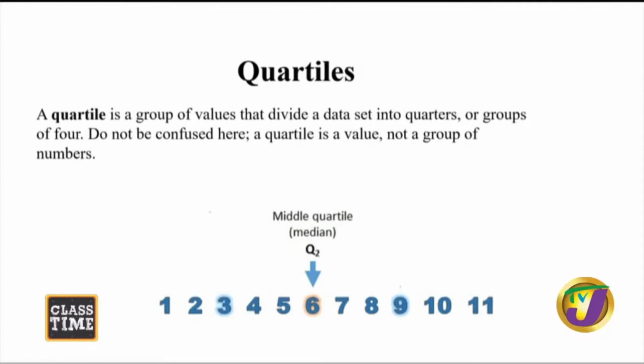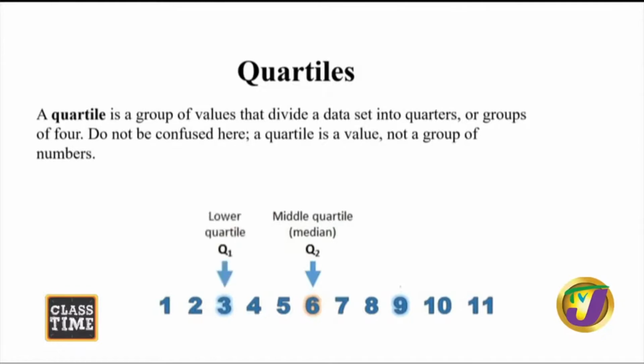So here we have a set of numbers, from 1 to 11. And we're seeing here that 6 would be our middle quartile. So here 6 being our middle quartile, we call it our median, and we represent it using Q2. And if we look at the 6, we realize that we have 5 numbers to the left and 5 numbers to the right. Do you think they have any more quartiles right here? Well, let us check.